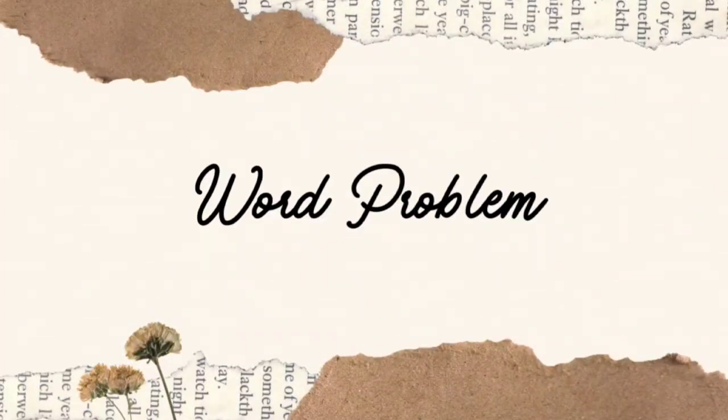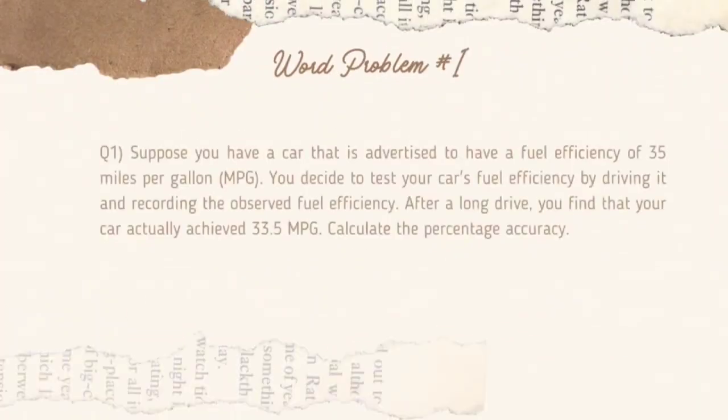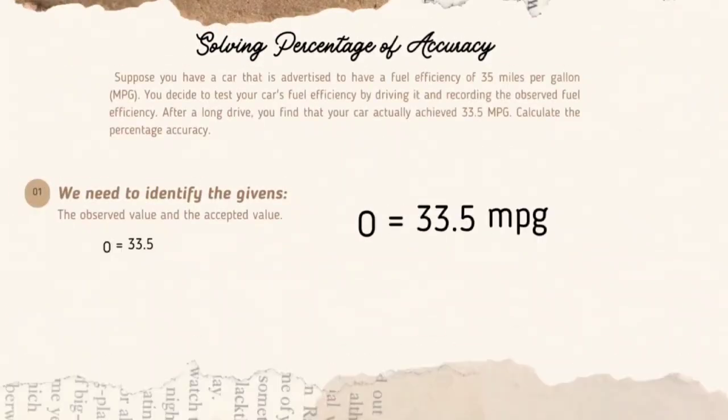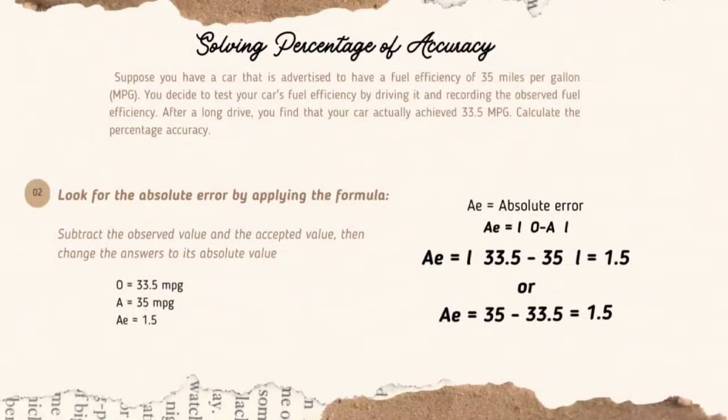And now, we will try a few examples. Number 1. Suppose you have a car that is advertised to have a fuel efficiency of 35 miles per gallon. You decide to test your car's fuel efficiency by driving it and recording the observed fuel efficiency. After a long drive, you find that your car actually achieved 33.5 miles per gallon. Calculate the percentage accuracy. So first, let's identify the givens. The observed value is 33.5 miles per gallon and the accepted value is 35 miles per gallon. Now, we will look for the absolute error.